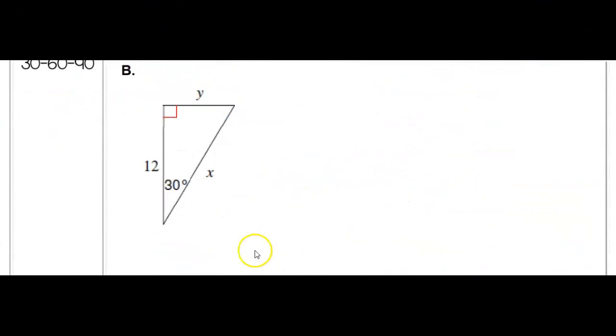All right, so let's take a look at example B. Again, our short leg is across from 30 degrees, which will be S. Our long leg is across from 60 degrees, so that would be S root 3. And our hypotenuse is 2S. What we're given here is the long leg, and we know that S root 3 must be equal to 12.